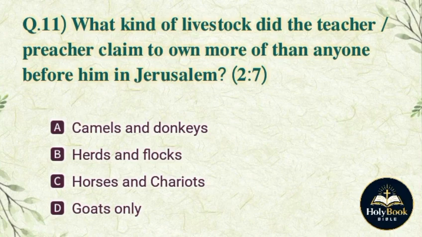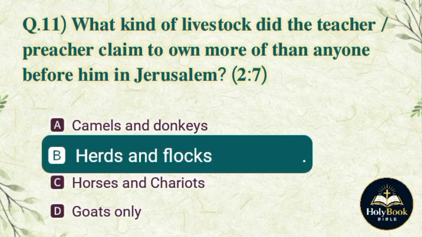Question. What kind of livestock did the teacher claim to own more of than anyone before him in Jerusalem? Options. A. Camels and donkeys. B. Herds and flocks. C. Horses and chariots. D. Goats only. The correct answer is option B. Herds and flocks.